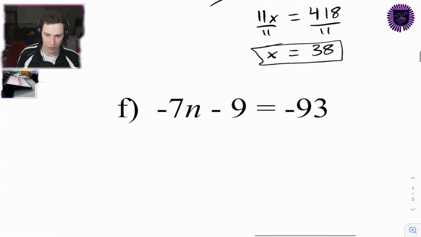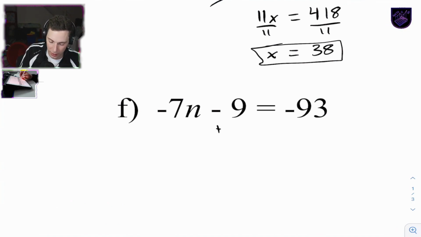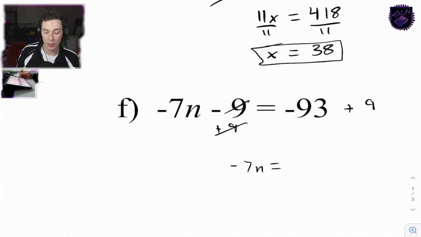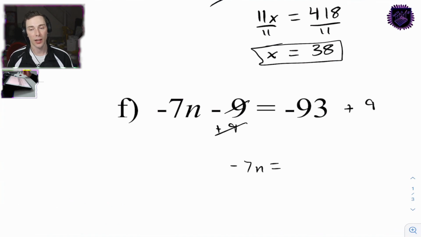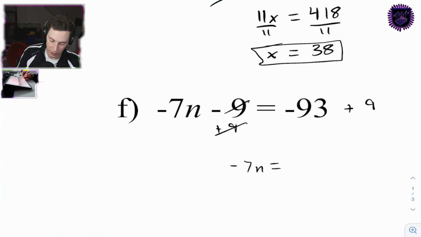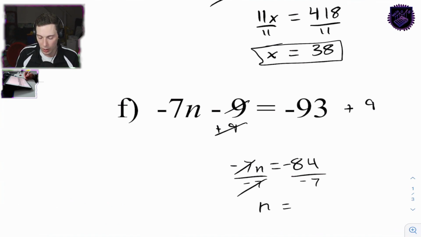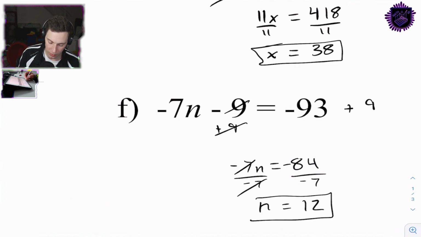F, ooh, some integers. Negative 7n minus 9 is equal to negative 93. So first want to add 9, isolate the term that has n in it, plus 9, plus 9. So that means negative 7n will be equal to negative 93 plus 9, which is negative 84. We can divide by negative 7, negative 7, and that will cancel out there, leaving us with n is equal to 12. Yeah, 12. n is equal to 12. F.